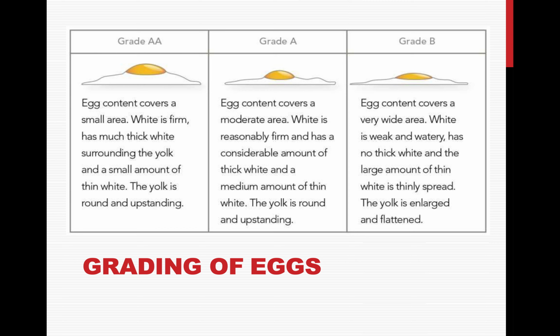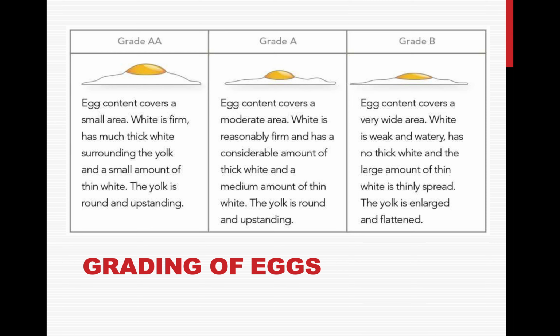Similarly, if the egg content covers a moderate area, the white is reasonably firm and has a considerable amount of thick white portion and a medium amount of thin white portion, and the yolk is round and upstanding, then this type of egg is graded as A grade egg.